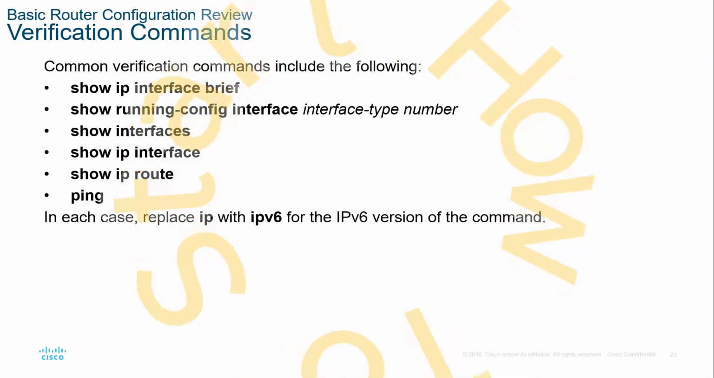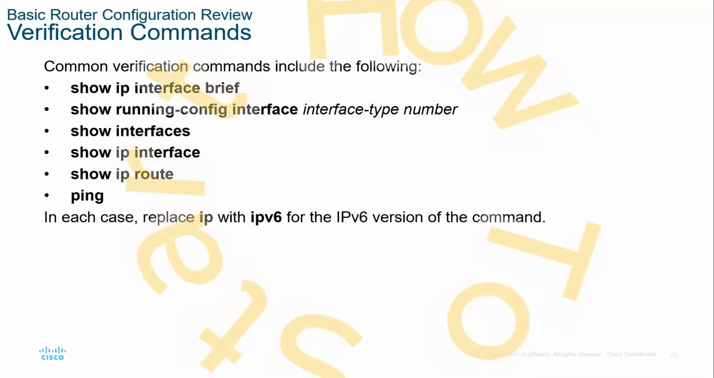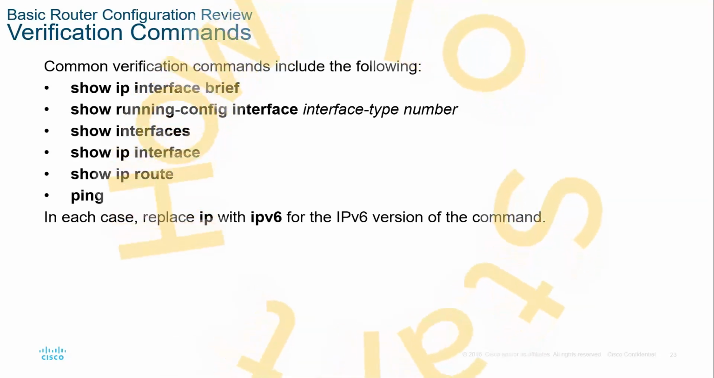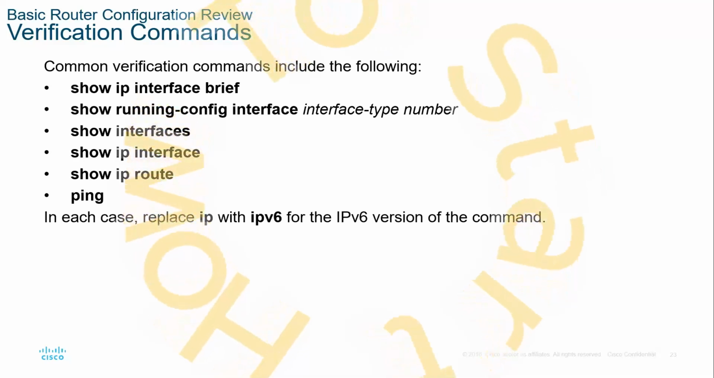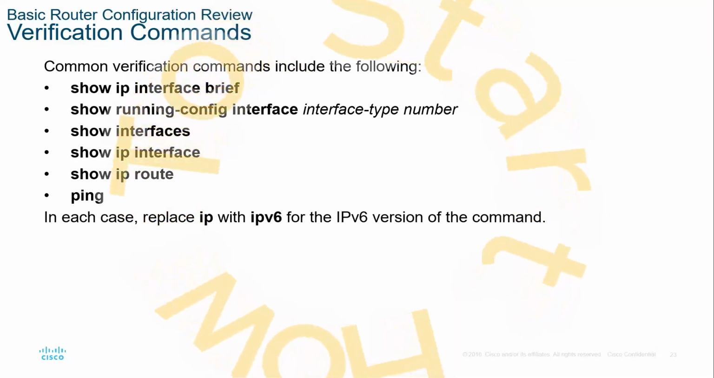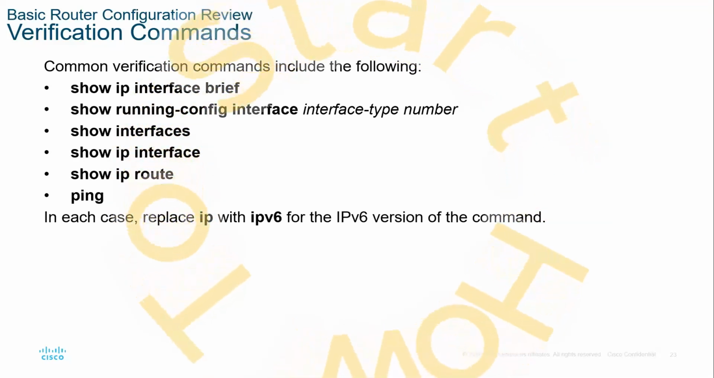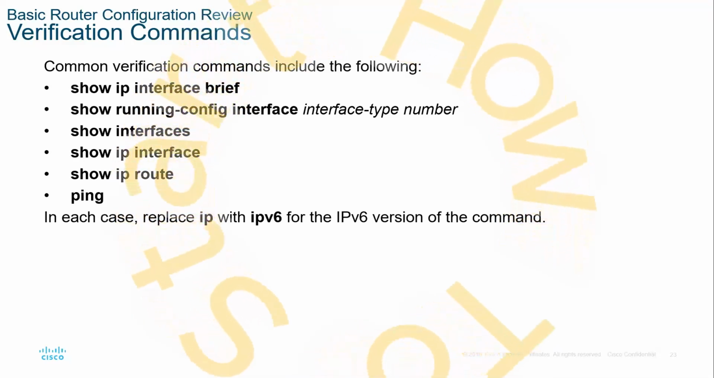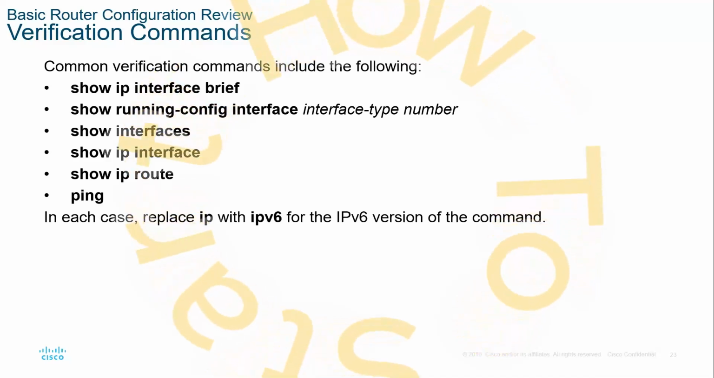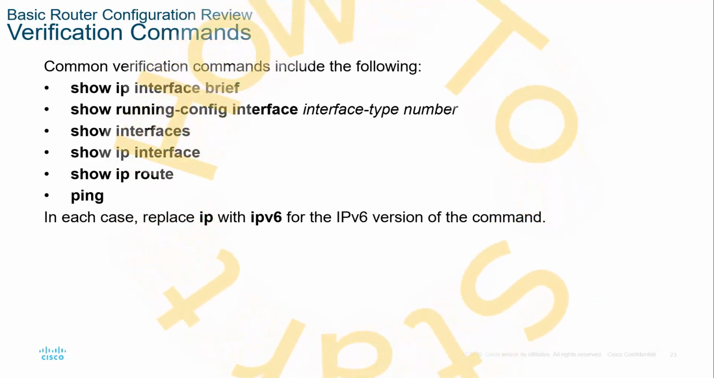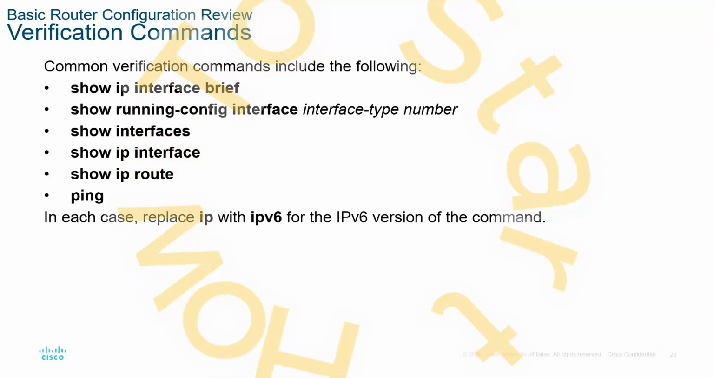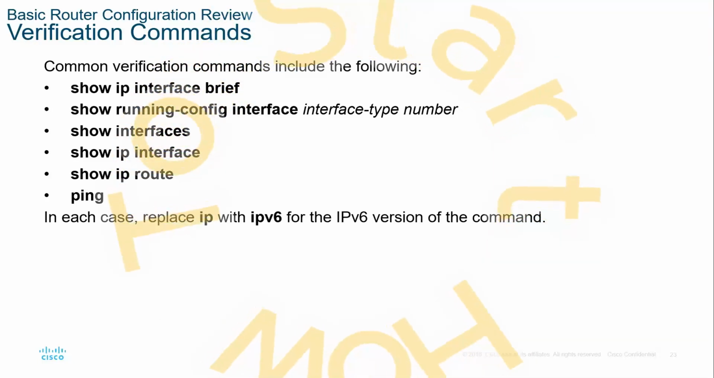Anyway, since we are looking at the basic configuration of a router, we need to understand some basic show commands: show ip interface brief, show running-config, show interface, show ip route, and of course ping. Again, if we're dealing with IPv4, it will just be ip. If we're dealing with IPv6, instead of show ip route, it will be show ipv6 route. These are basic show commands that you should become familiar with and understand what they do.